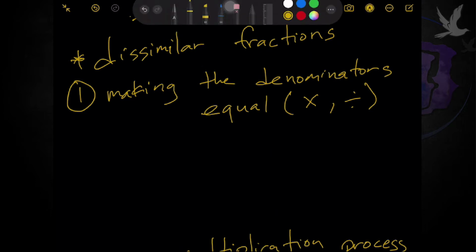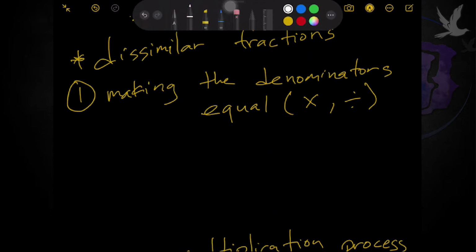What do you mean by making the denominators equal? So for example, you have 2/5 plus, let's say, 3/10. Check the denominators. Are they the same? No, they are not, because this is an example of dissimilar fractions. Okay, these are examples of dissimilar fractions.